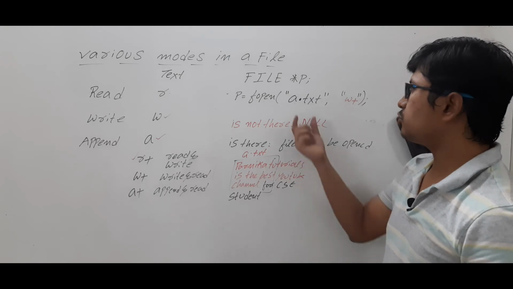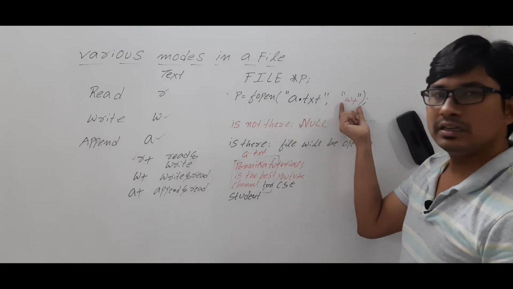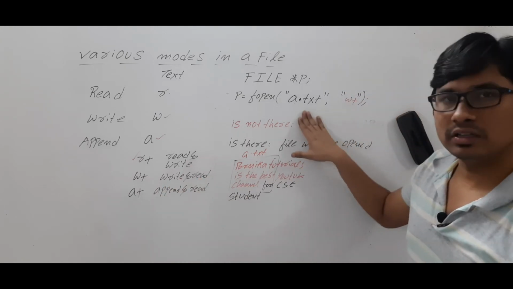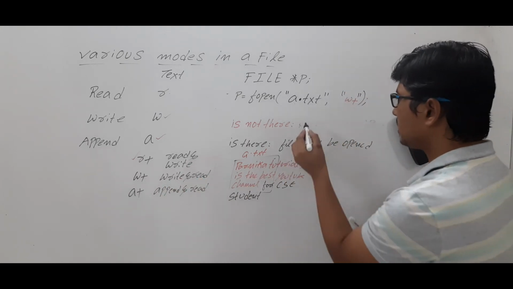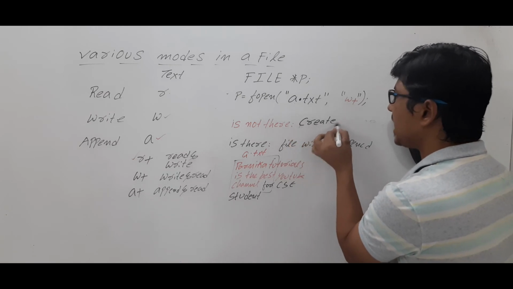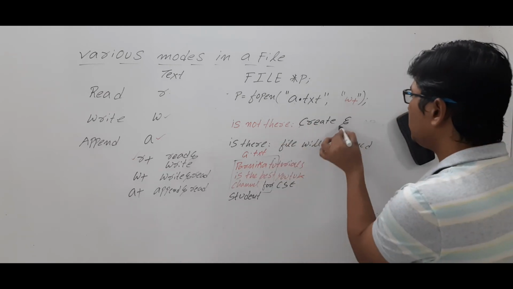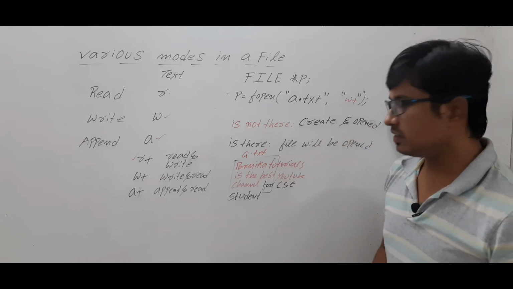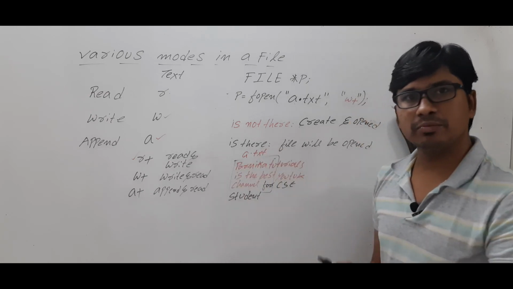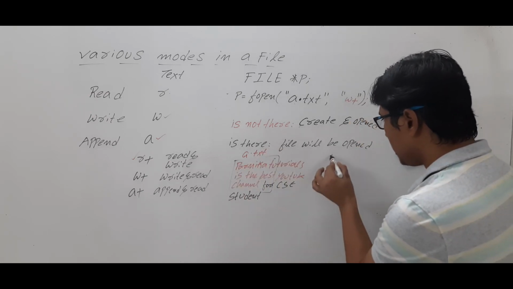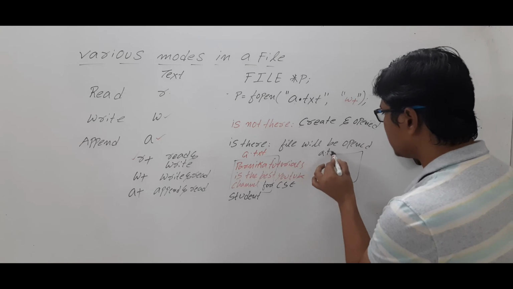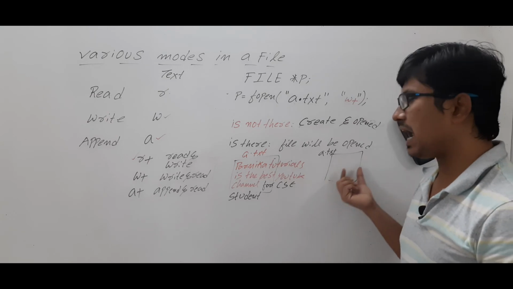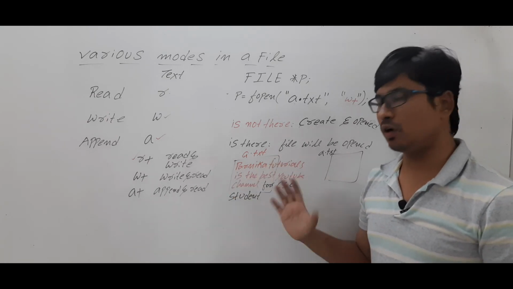Let's take that you have specified a.txt with W plus, meaning write and read. If the file is not there, then it will create a new file with the name a.txt and it will be opened. If the file is there, then all the existing information from the file will be lost and the file will be opened as an empty file. Whatever information you are writing will be added here. Existing information you will lose.